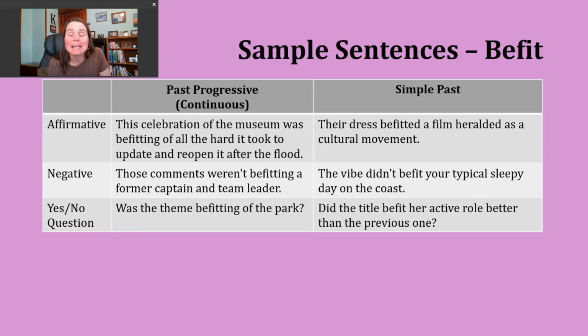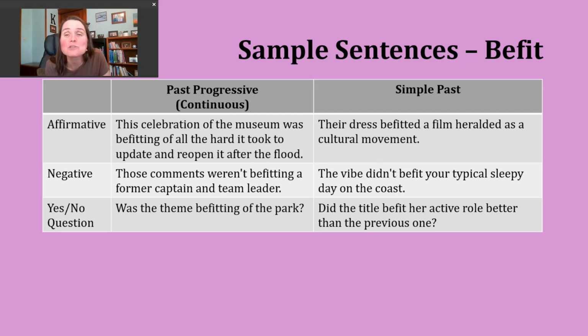Now let's look at making a sentence in the negative in the simple past tense. Again, doesn't matter what our subject is. We'll start with the subject. We'll use did not and then the base verb. Notice I'm not using the ed form of the verb here. The vibe didn't befit your typical sleepy day on the coast. So, kind of suggesting it didn't fit, it didn't feel right.